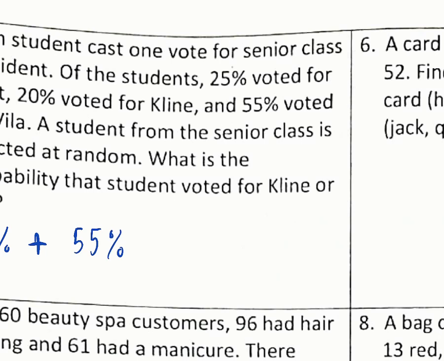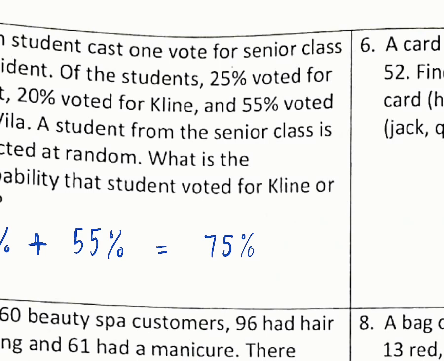Now here's my last question. Did anybody vote for Klein and Vila? No. See, they're not overlapping. You either voted for Klein or Vila or Hunt. There was no chance that you voted for both. These are mutually exclusive. That means all you do is add up these probabilities. Since they're in percentages, I just leave them percentages. What is 20% plus 55%? So there's a 75% chance of voting for Klein or Vila. You understand that?